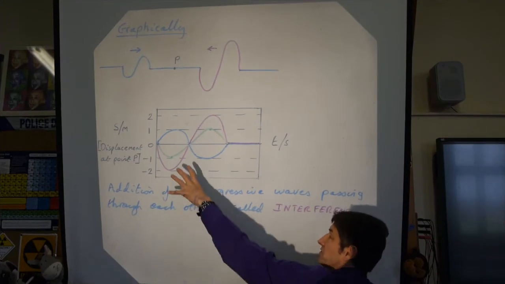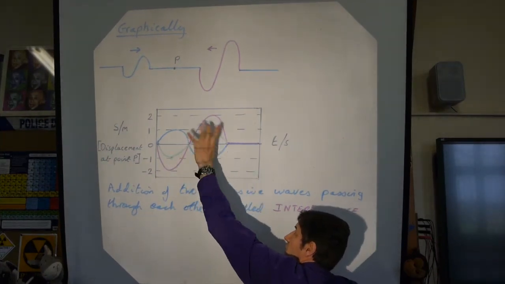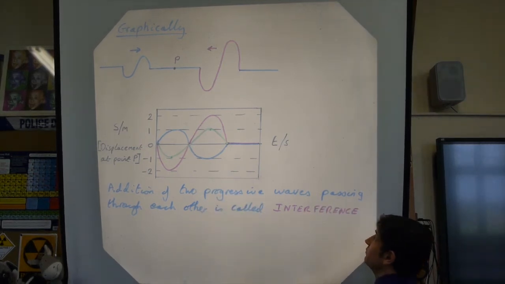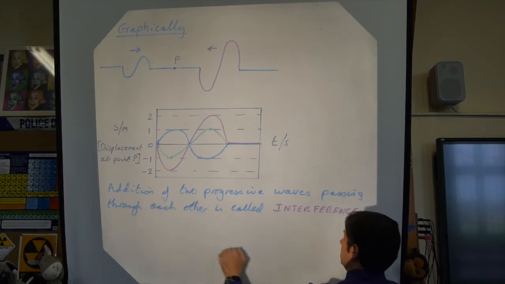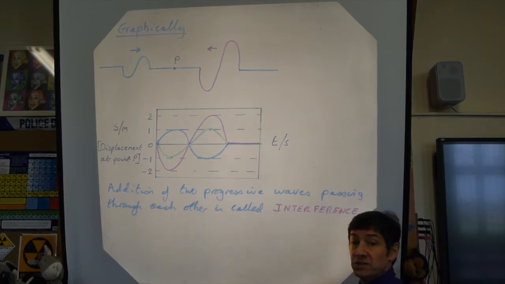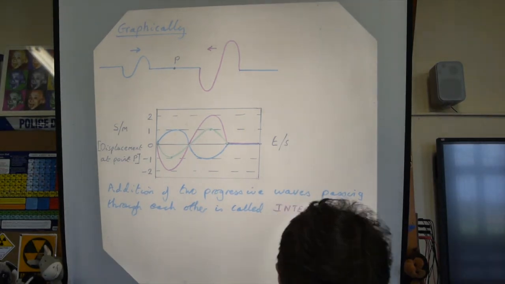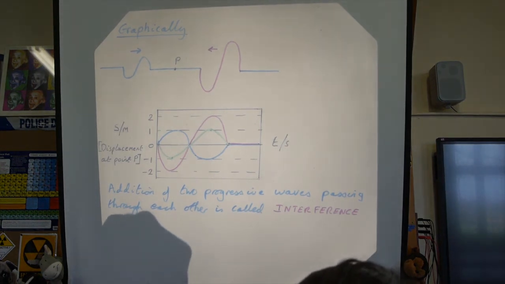So this process of two waves meeting and producing a resulting displacement, where two progressive waves pass through each other, what you see, this addition, is called interference. It's an interference effect. So just to revise that a little bit further, let's look at two types of interference.